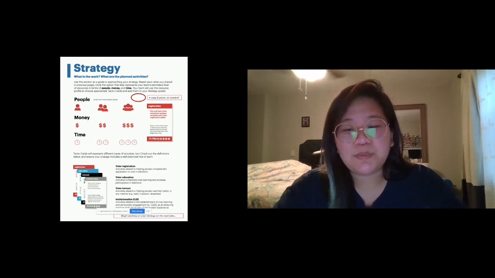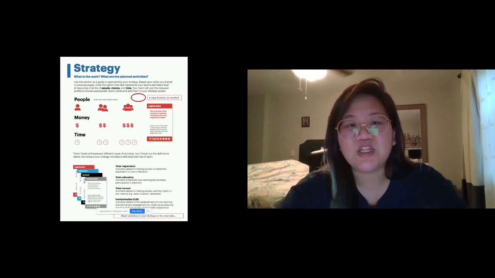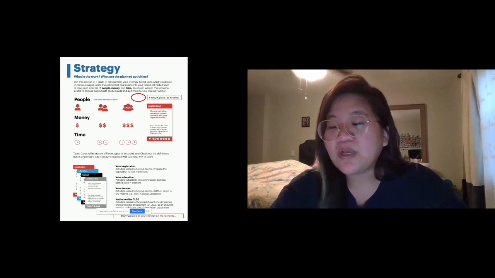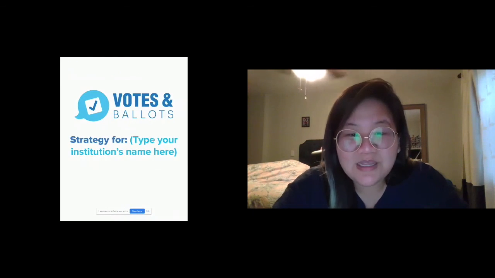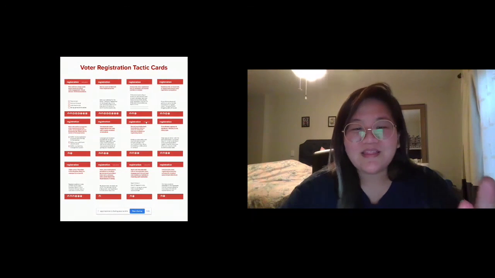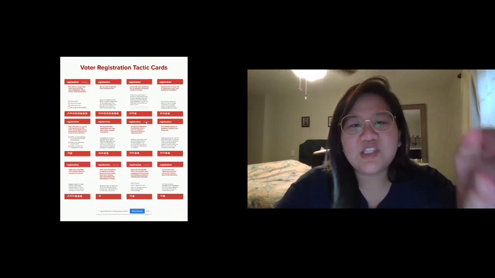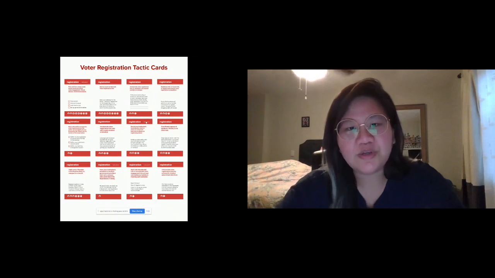Each of the tactic cards is broken up into voter registration, voter education, turnout, and institutionalizing civic learning and democratic engagement. We also encourage you, when you look at these, here, I can show you the tactic cards. They look like this. You would take each of them, they're all individually JPEG'd, to copy and paste them onto the posters that I'll show you.